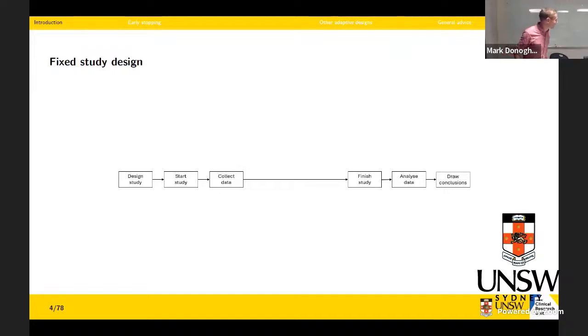So again, this is a fixed study design. So you plan how your study is going to work. You start the study, you collect your data, and then you stop collecting data, you analyze it, and you draw some conclusions.